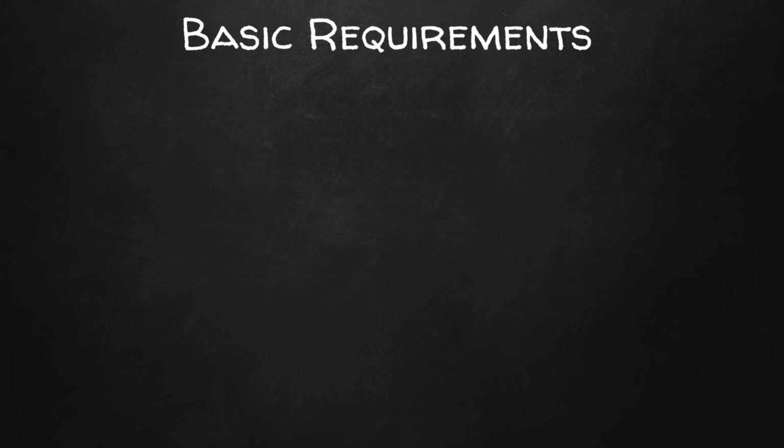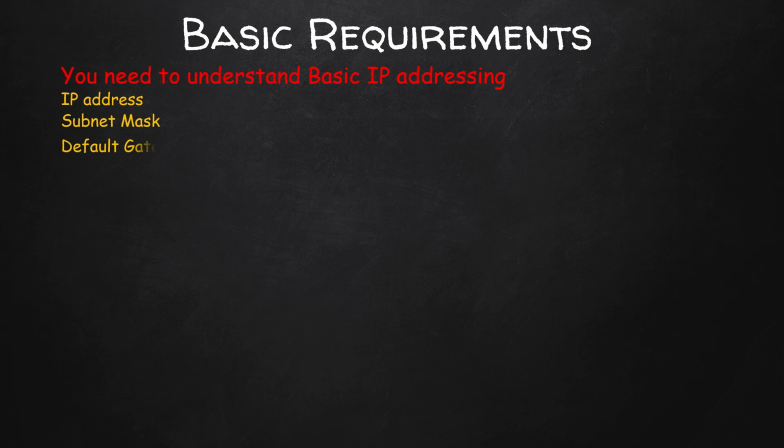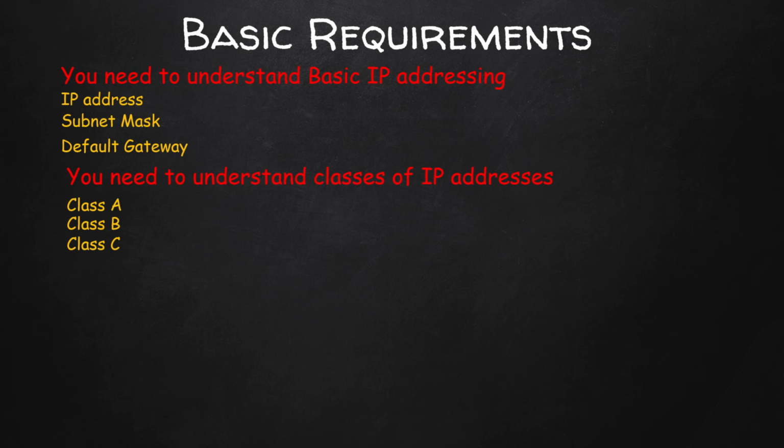As in my previous videos on subnetting, I am going to give you a summary of the basic requirements needed to do subnetting. Point number 1, you need to understand basic IP addressing, such as what is an IP address, what is a subnet mask, and what is a default gateway. Point number 2, you need to understand the classes of IP address, such as class A, class B, class C, class D and class E.